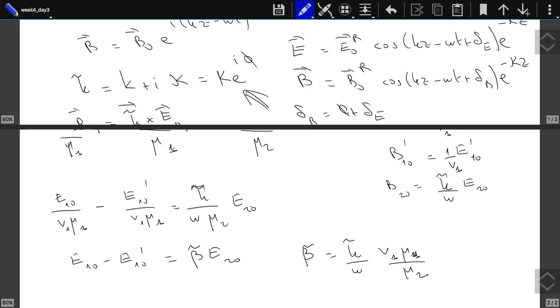Well, in your book, the book quite often uses this tilde to denote a complex quantity. So beta tilde is a complex number over here. You see, again, up to this point, everything is almost identical to the non-conducting case. The only difference that appears is that beta tilde is now a complex number. Before it was a real number, now it's a complex number.